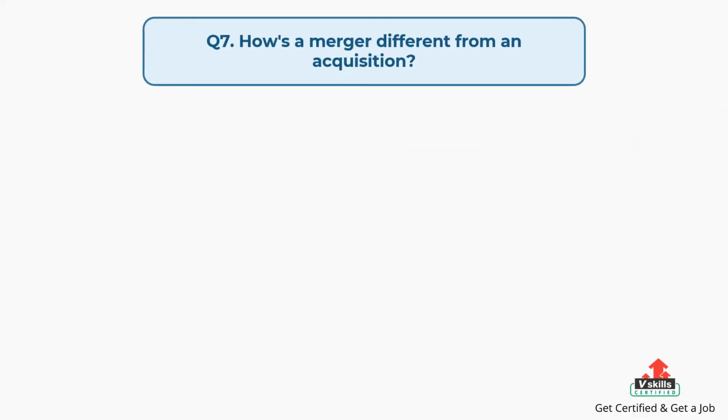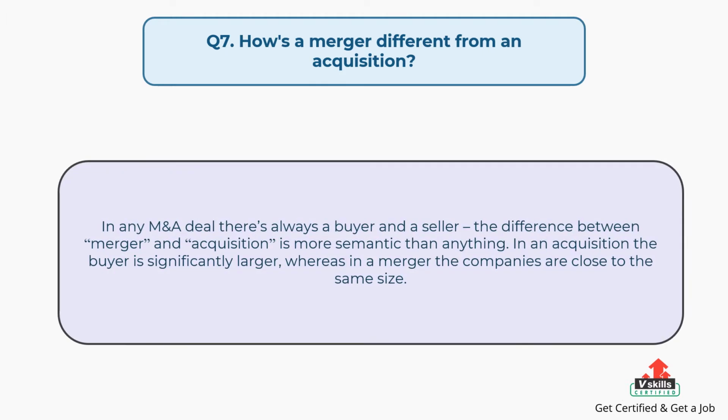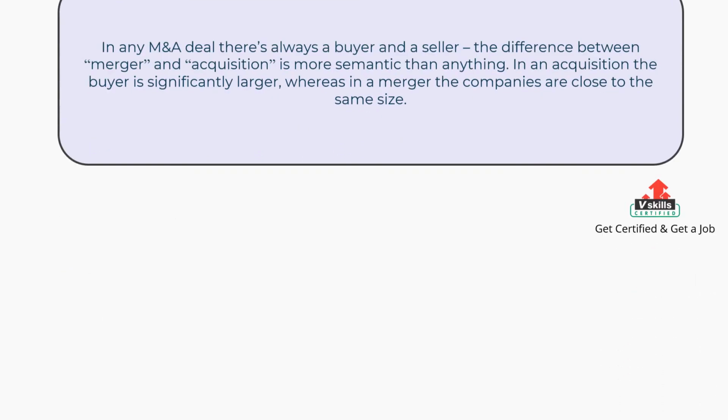Question number 7. How is a merger different from an acquisition? The answer is, in any M&A deal, there's always a buyer and a seller. The difference between merger and acquisition is more semantic than anything. In an acquisition, the buyer is significantly larger, whereas in a merger the companies are close to the same size.